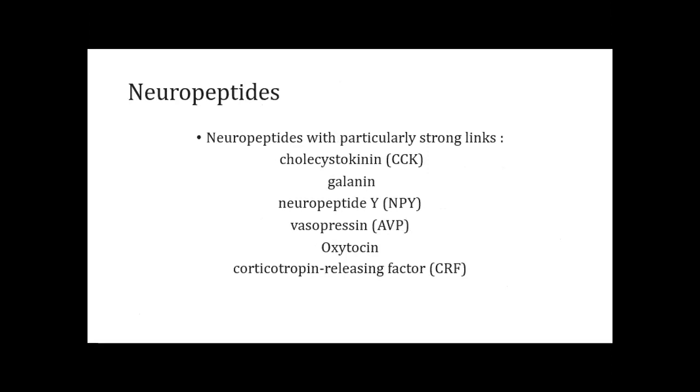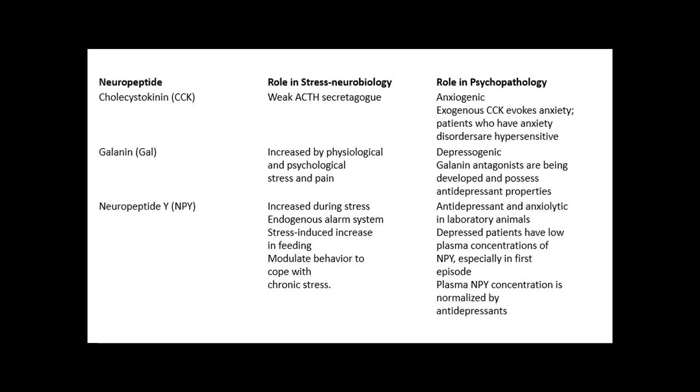Neuropeptides. There are some neuropeptides which have a particularly strong link with anxiety disorder. These are cholecystokinin, galanin, neuropeptide Y, vasopressin, oxytocin, and corticotropin-releasing factor. This is a table depicting the role of different neuropeptides in stress neurobiology as well as their role in psychopathology. Cholecystokinin acts as an ACTH secretagogue. Galanin is increased by physiological and psychological stress and pain. Neuropeptide Y is increased during stress, acts as an endogenous alarm system, causes stress-induced increase in feeding, and modulates behavior to cope with chronic stress.